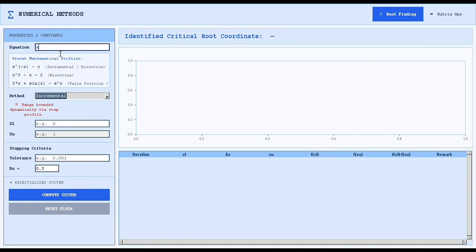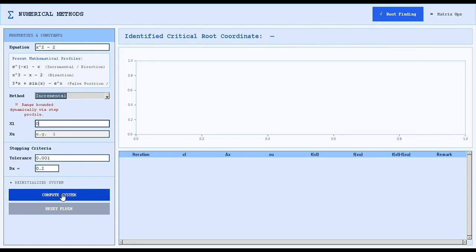I will be using x raised to the power of 2 minus 2 to demonstrate all 5 methods. The goal is to find the square root of 2, which is approximately 1.414. First is the incremental search. Notice that this method only requires XL and a step size, so the X2 input is disabled. I set the tolerance to 0.001, the DX or the step size to 0.2, and the XL to 0. And then click Compute System.